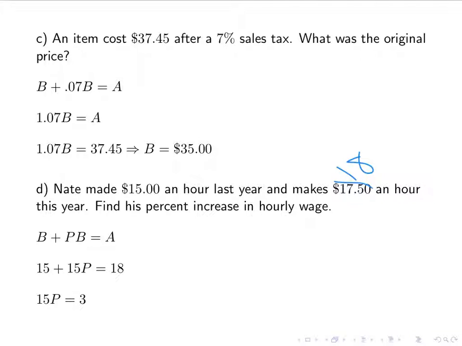So I subtract the 15 from both sides, and I get 15P equals 3. Divide both sides by 15, I get P is 0.2, but again, it wants it as a percentage. So I have that P is 20%. So don't forget that if you're looking for a percentage, mathematically you find the decimal and then you have to change it to a percent.